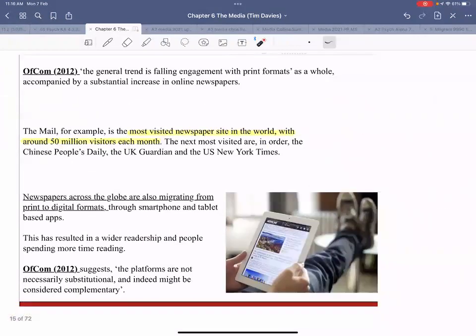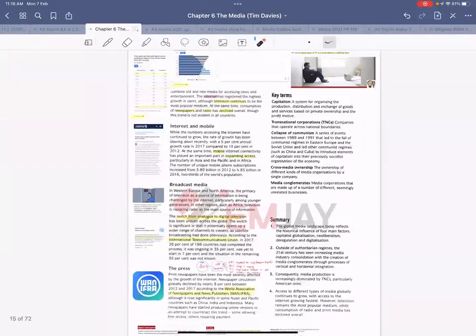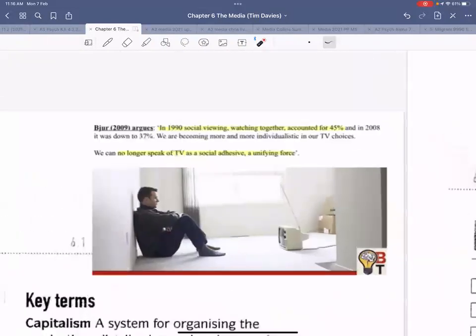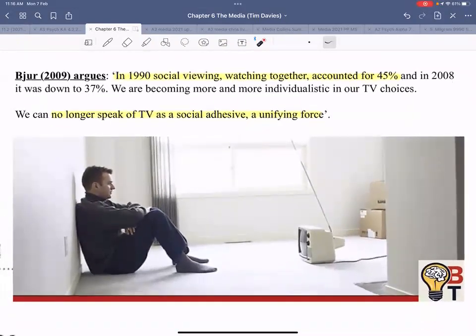Now, similarly, having a look at this, we've spoken about this as well. If you want, you could use an Ofcom kind of reference in your CIE. It suggests the platforms are not necessarily substitutional and indeed might be considered complementary. I want you all to give this a read. This would help you write whatever you want to add to this in a better manner. And another very important reference that you could use over here.